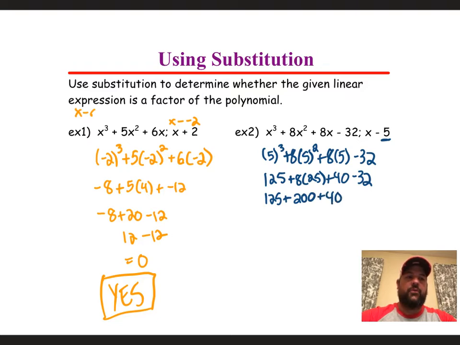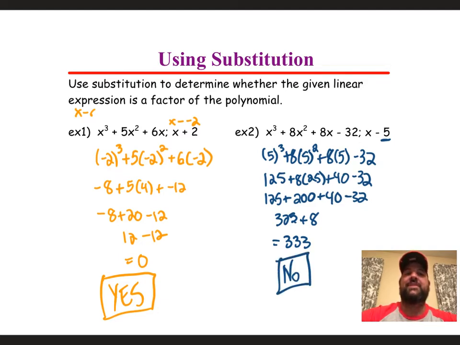So now we have 125 plus 200 plus 40, but minus 32. This would be, let's see, 325. And actually the 40 minus 32 would be plus 8. That gives me 333. That is not 0. So we would say no in this case.